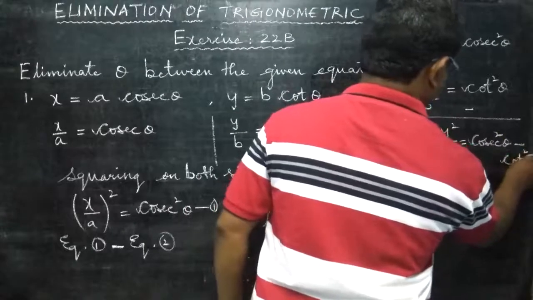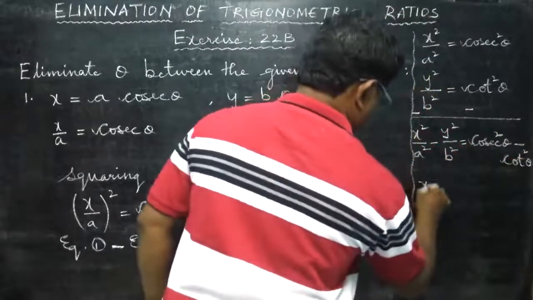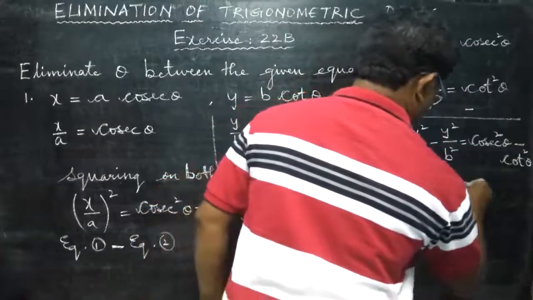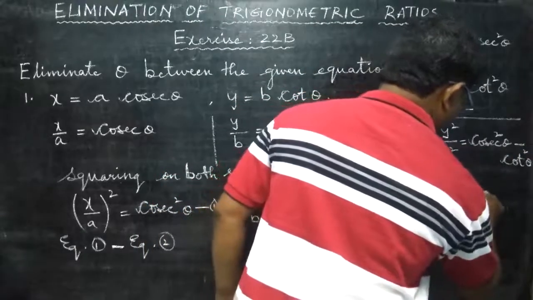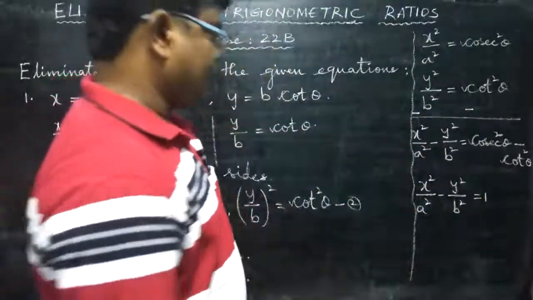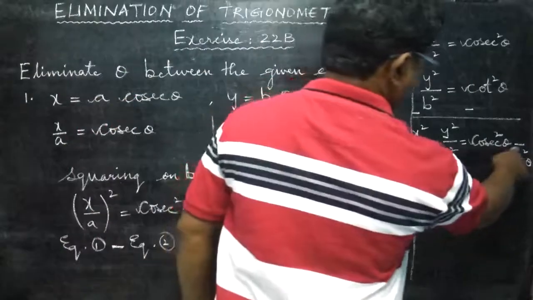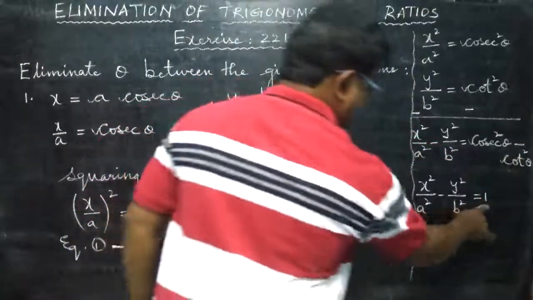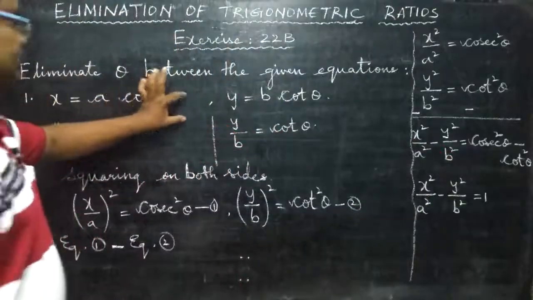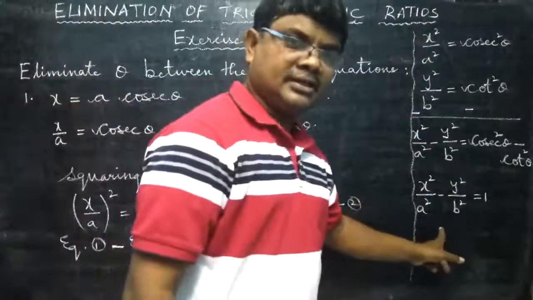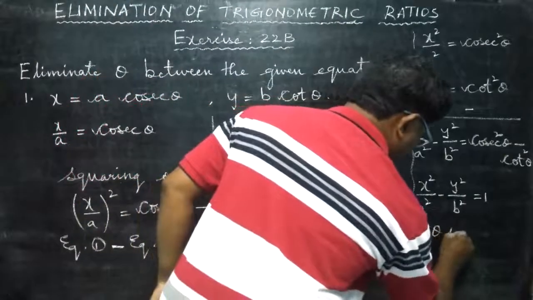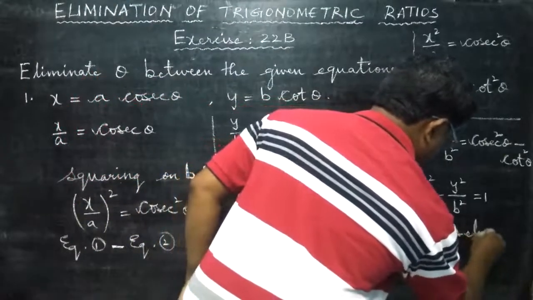We know the identity for this one. So x square by a square minus y square by b square is equal to 1. What is that 1? Identity. What is that identity? Cosecant square theta minus cot square theta is equal to 1. That 1 I have replaced here. Now you see we started with theta, and now theta is not there. Theta is eliminated.